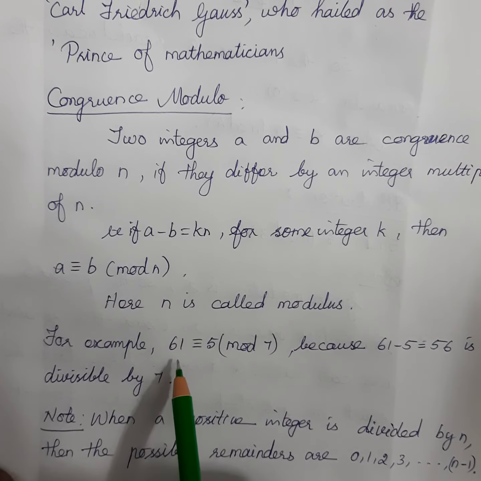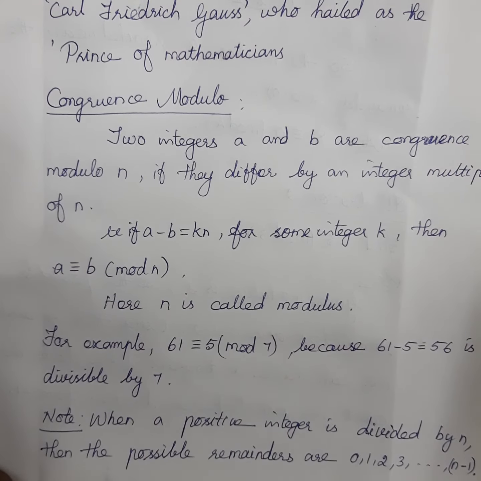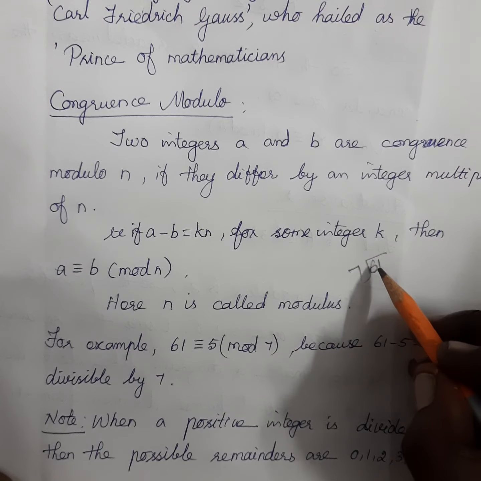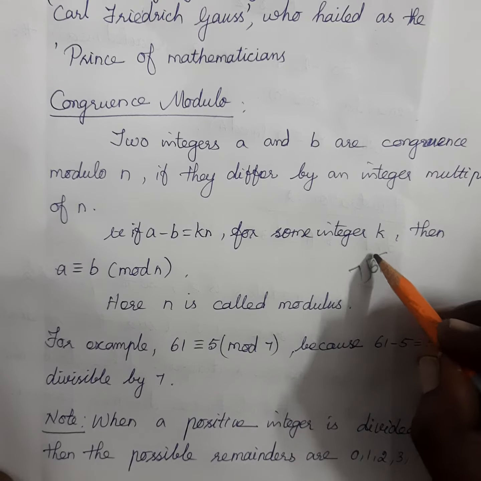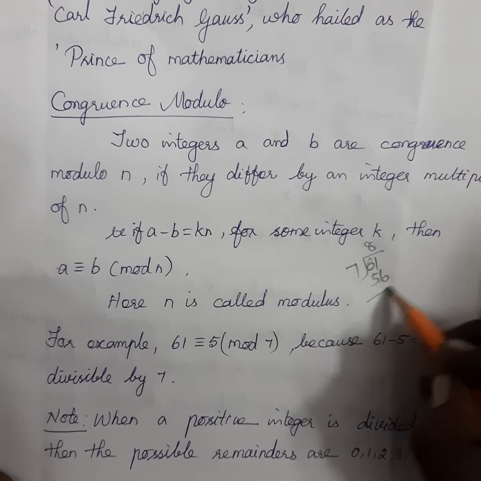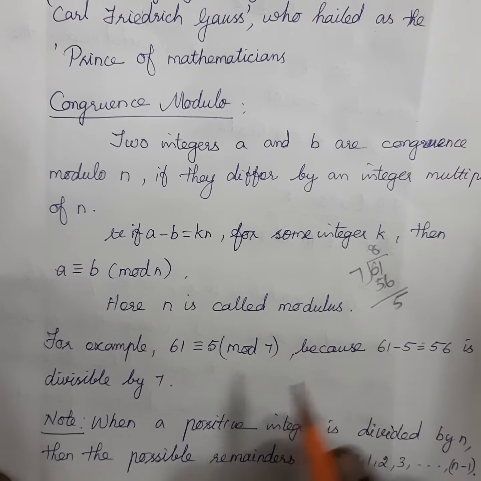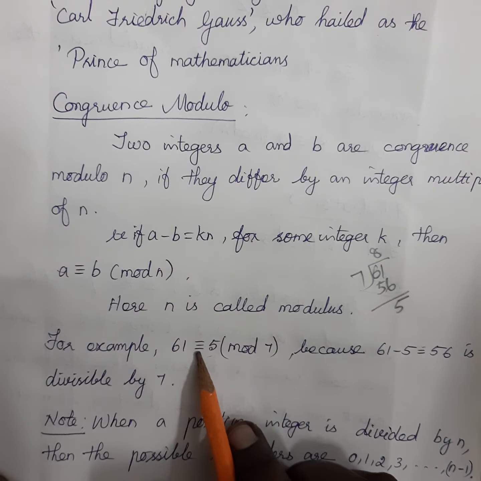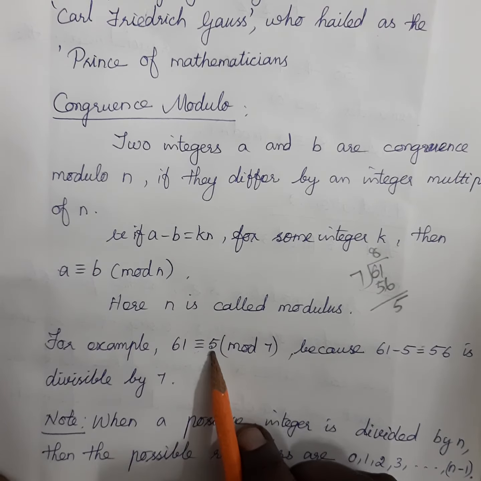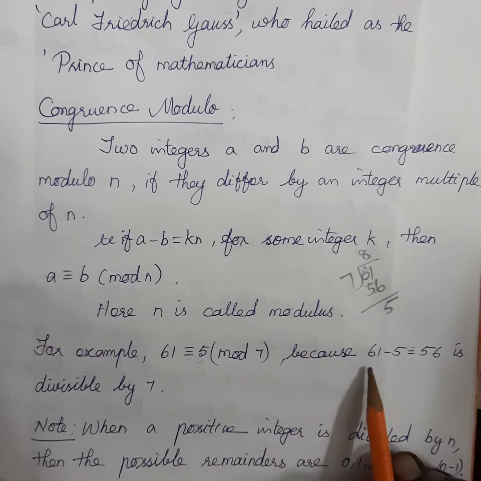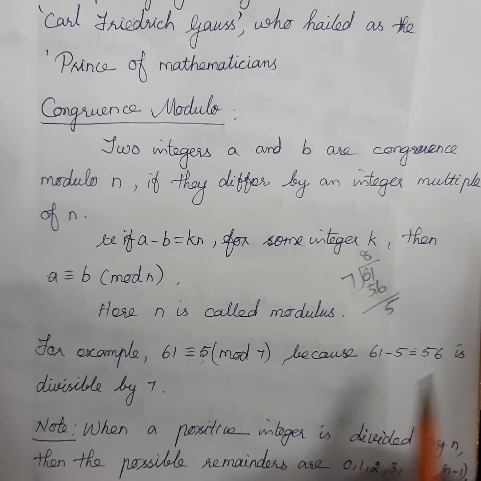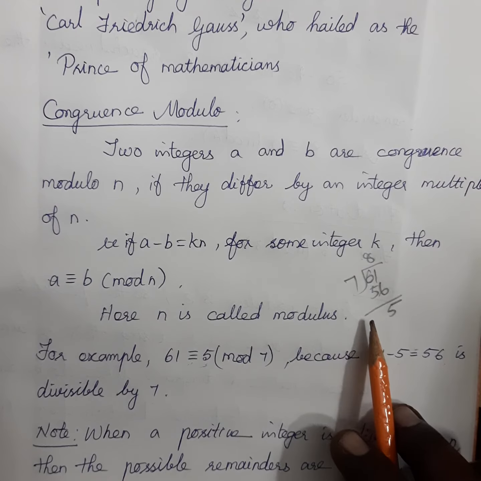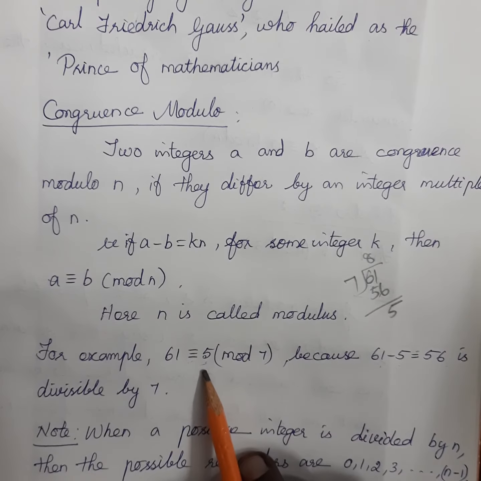You see this number 61. When you divide 61 by 7, what do you get? 8 sevens are 56. The remainder is 5. So this 5 only we are writing here. It is the remainder. Understood? After writing the congruent symbol, we write the remainder. That's how we get it. It is mentioned here: 61 minus 5 equal to 56, which is divisible by 7. For big numbers, we cannot identify it in the subtraction form. When you do the division, whatever the remainder is, you can write it here.